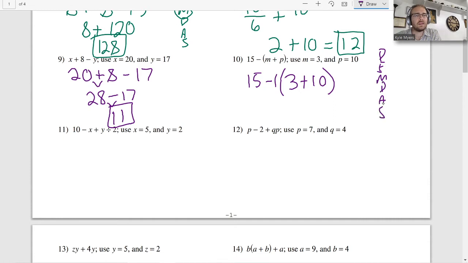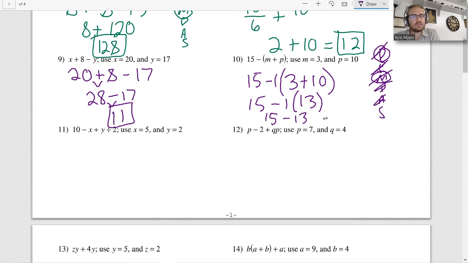PEMDAS. And of course, inside the parentheses, there's a whole other PEMDAS, but I'll just circle the P in PEMDAS. We're doing parentheses first, so that's 13. No exponents. We do have something to multiply. That's going to be 15 minus 13, negative 1 times positive 13. No division, no addition, just subtraction left. Oh, I almost put 12 there. All right, so that's just 2.